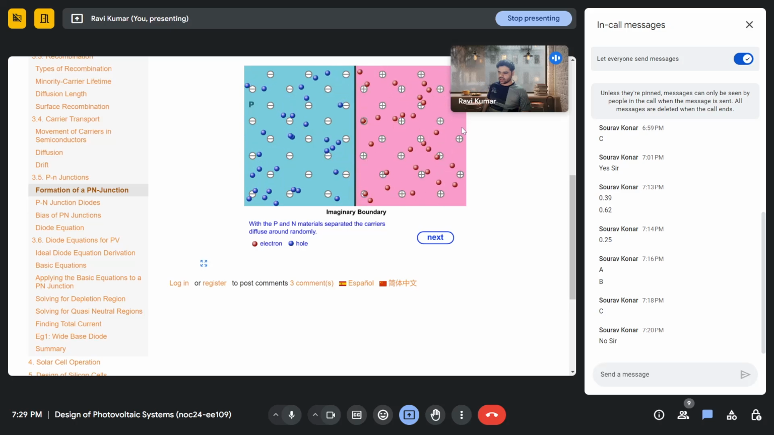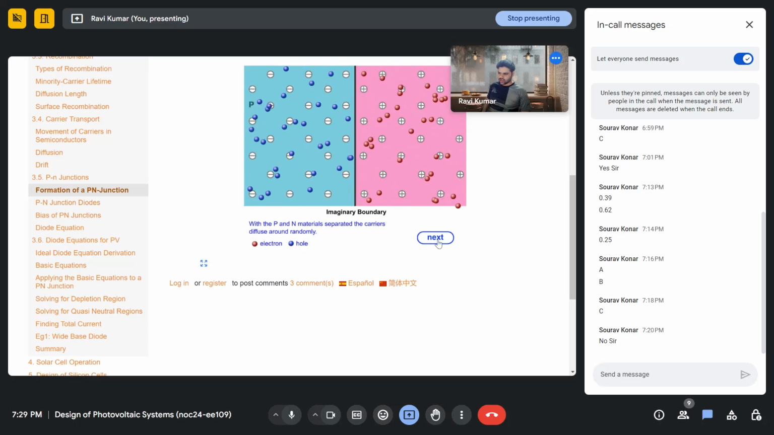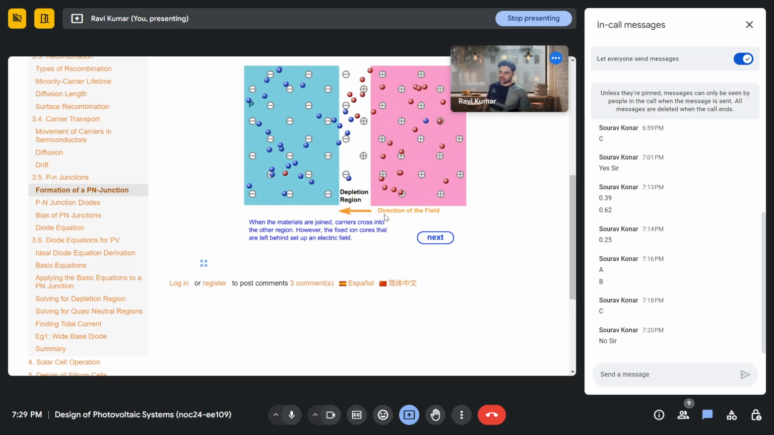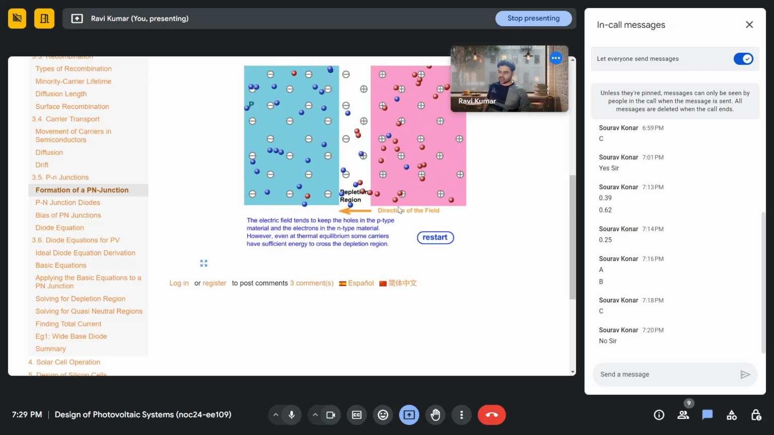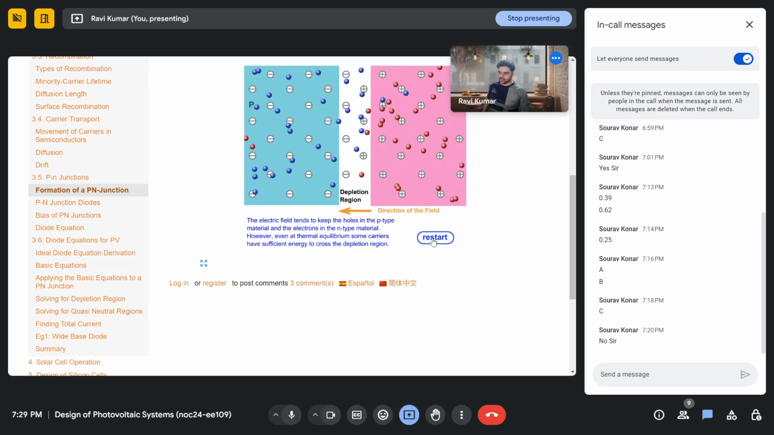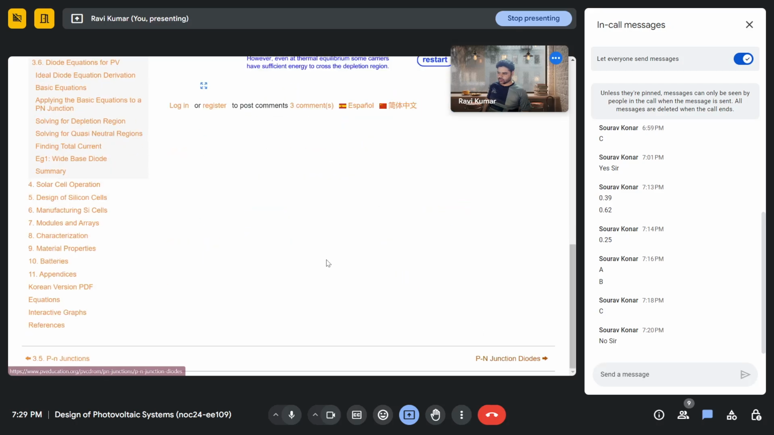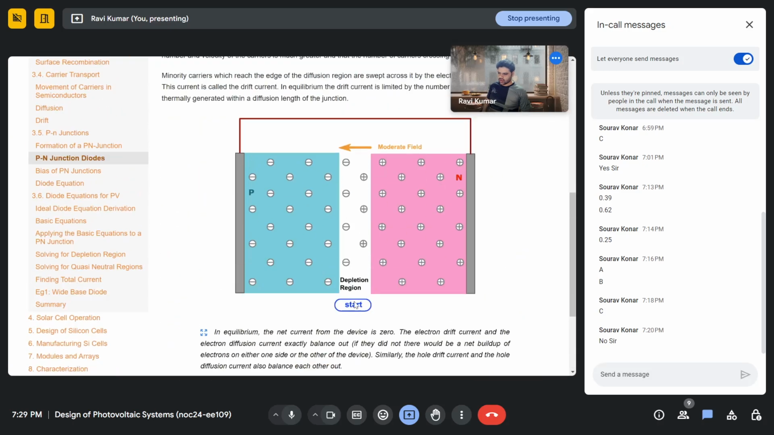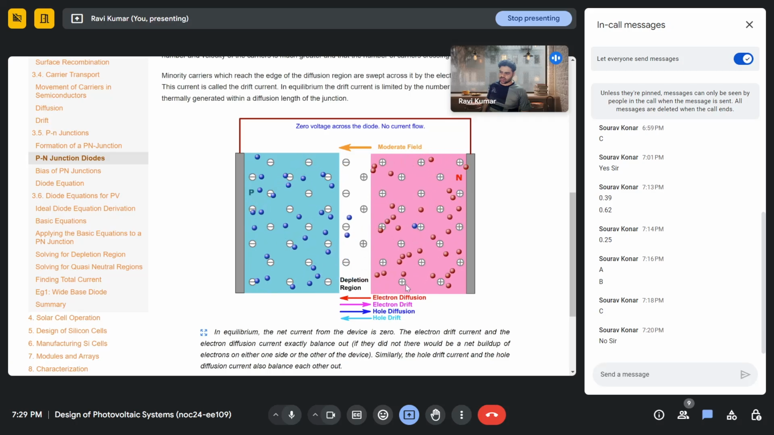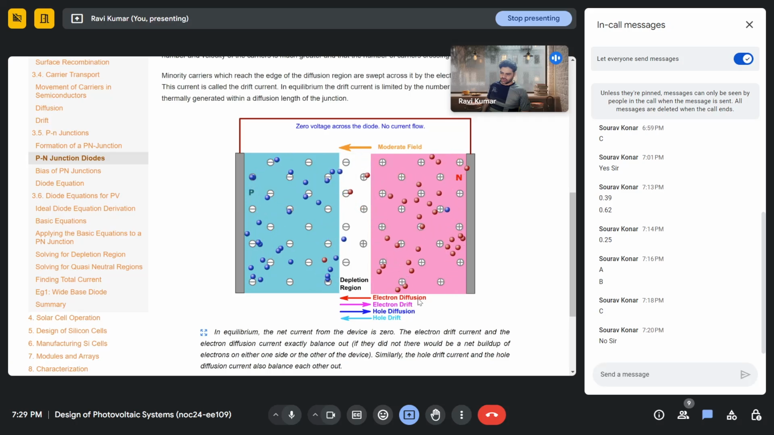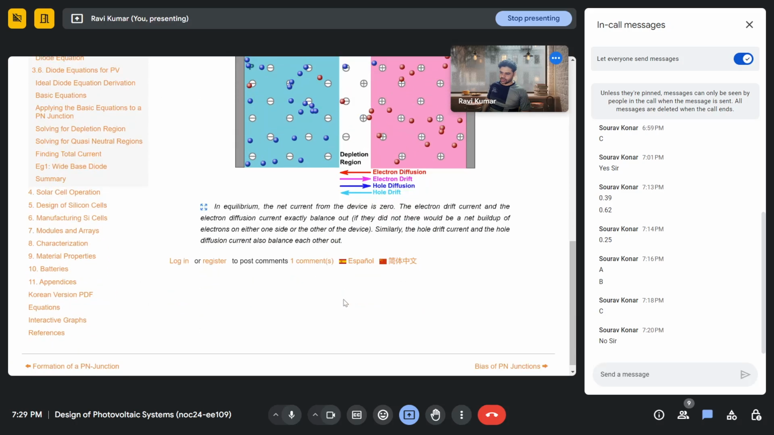These are the PN junction. This is the boundary. Now we will remove the boundary. So how do the electron and hole recombine? How is the diffusion region here? How does this diode work? This is the PN junction diode. You can see electron drift, electron diffusion, hole diffusion and all.